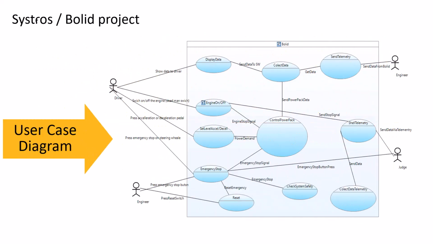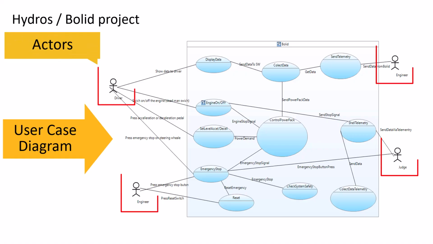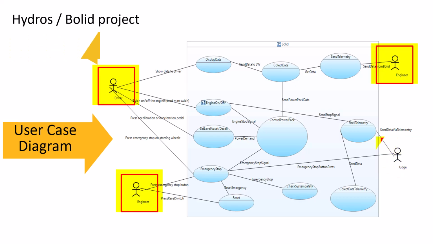And this takes us to the use case diagram, where we have actors that make a much more complicated use case diagram. As you see, in addition to the driver, we need additional actors: the engineers and also the judges. And there are many more actions performed by them to act on the vehicle subsystems. And the next thing is the vehicle architecture.